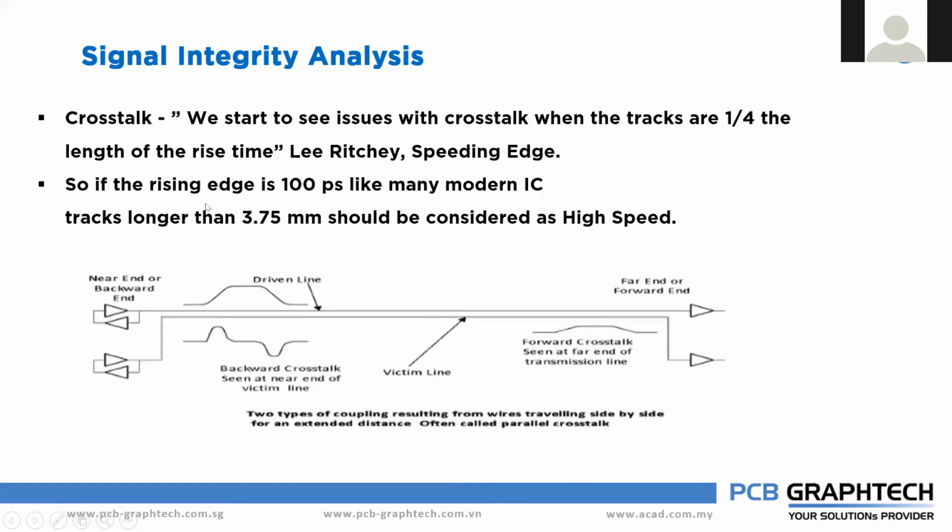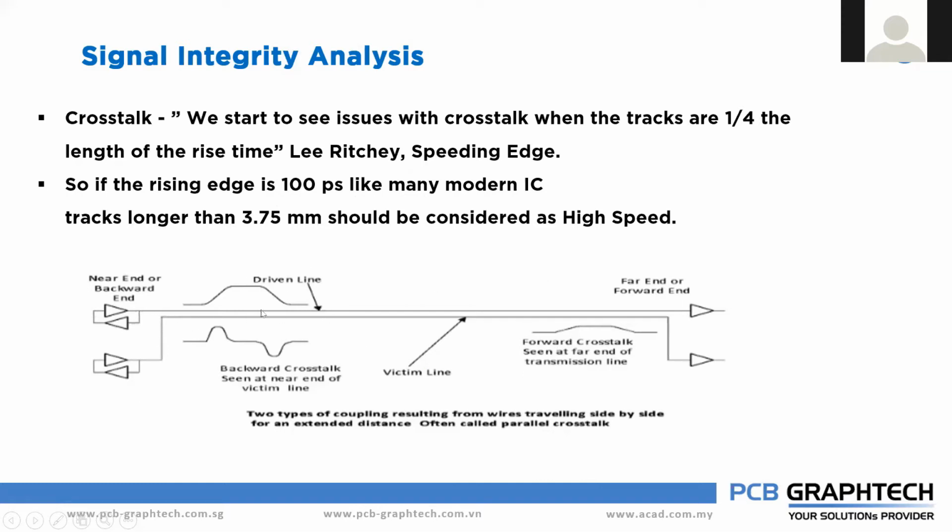Okay, that's why you can see the example here. If the rising edge is 100 picosecond for the integrated circuit and the tracks are longer than 3.75 mm, then it is considered as high speed. Okay, so normally how will you identify the crosstalk? You can see the picture here.